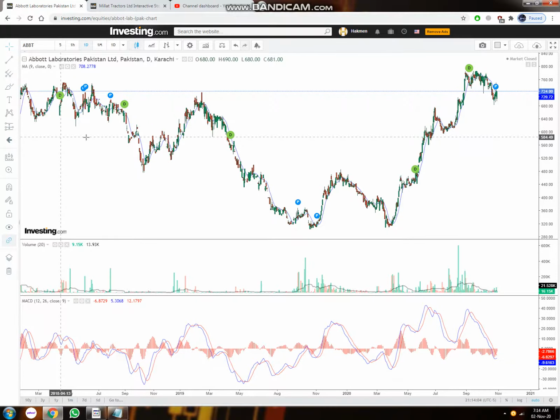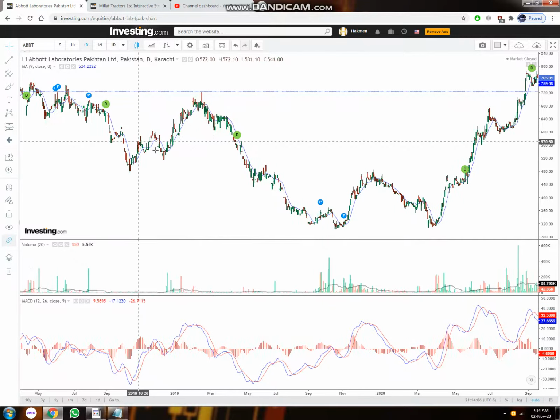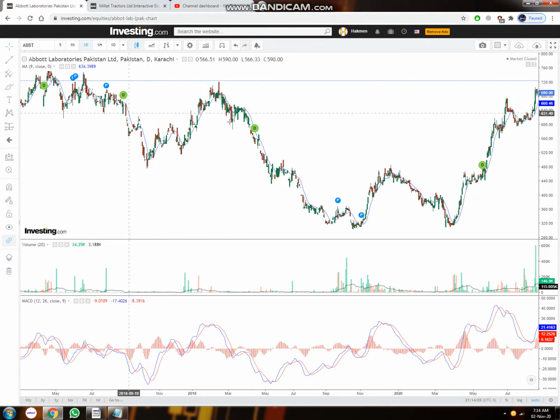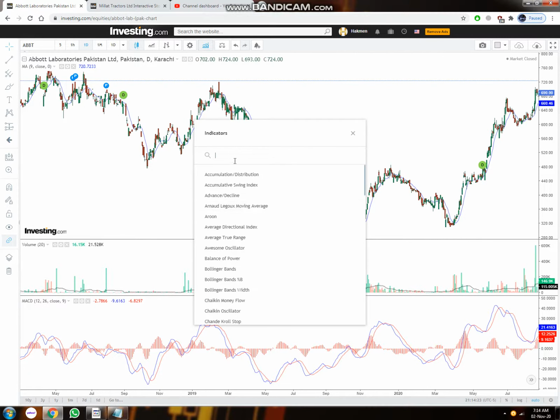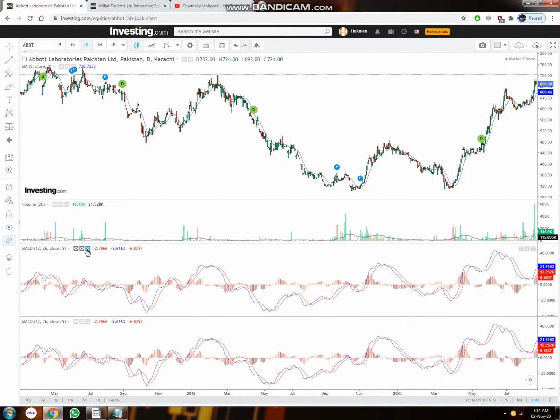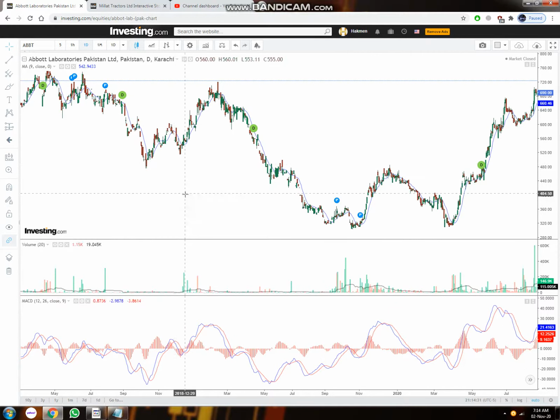As you can see here, I've pulled up a chart of Abbott Laboratories, and the indicator which I'm going to be explaining to you is the moving average convergence divergence, MACD. You can also find it here in the indicator section. Type MACD. You can see it appeared right here. I'm going to need one, so I will close the other one.